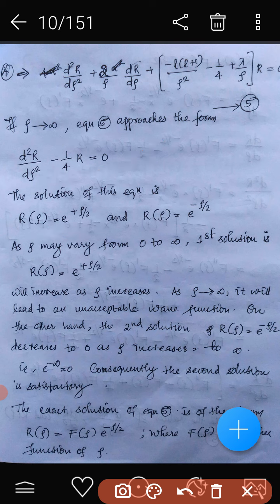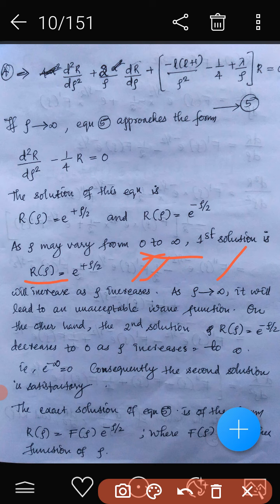As rho may vary from 0 to infinity, the first solution, R equal to e to the power rho by 2, will increase as rho increases. As rho tends to infinity, it will lead to an unacceptable wave function, because if rho increases, then R will increase.